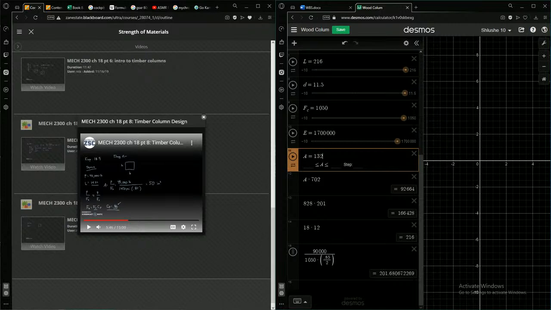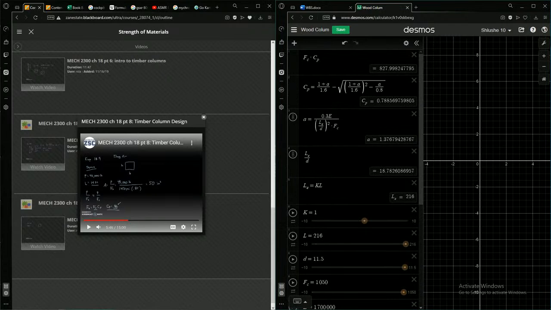All right, so I'm going to have to explain all this. So we got up here, we're going to look at our equations. L sub E equals KL. We have K is 1. The beam is supported with a pin on both ends, so that will equal 1.